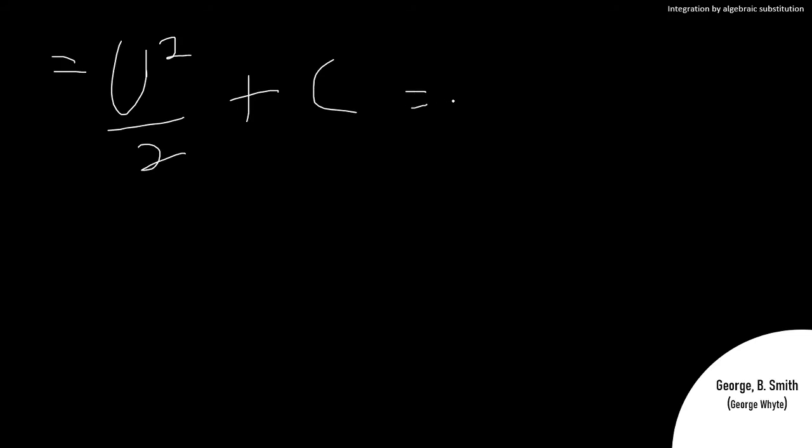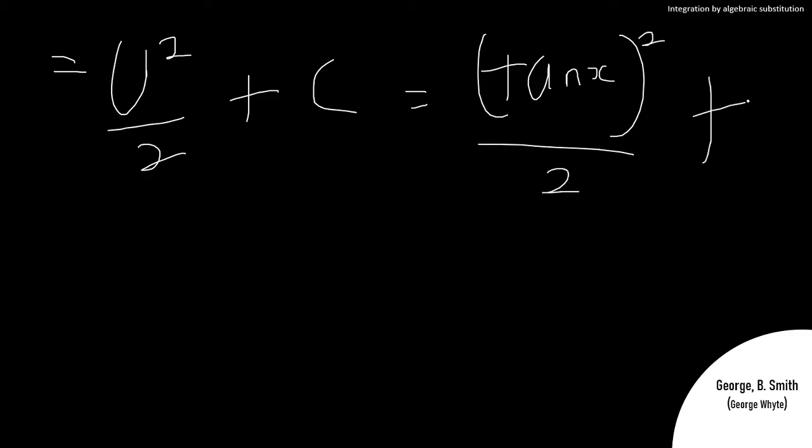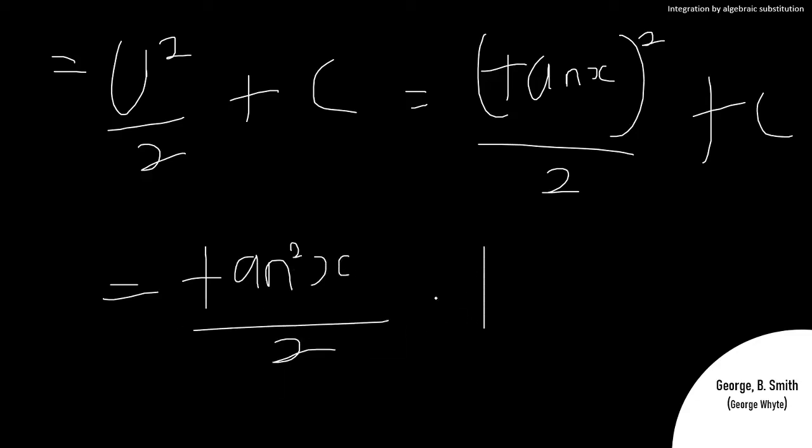If you integrate u with respect to u, you're going to get u squared all over 2 plus your c. But remember, the value of u is tan x, so this is going to give us tan x all raised to the power of 2 divided by 2 plus c, which you're most commonly going to see as tan square x, all divided by 2 plus c. So that becomes your result to this question.